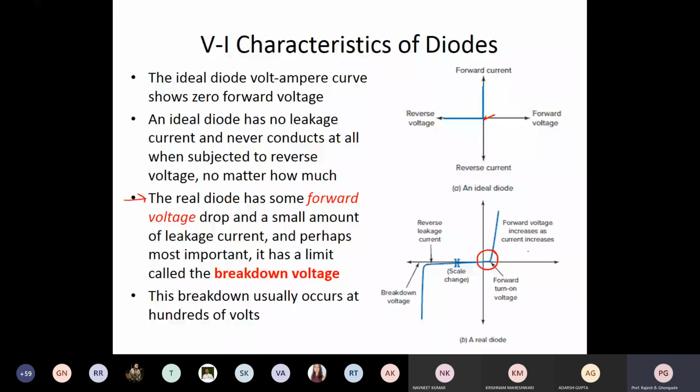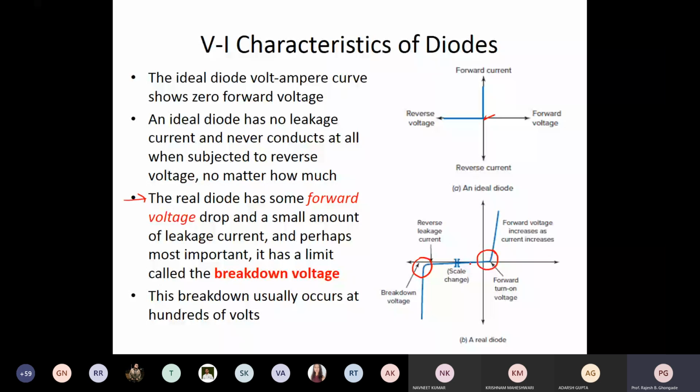In a similar way, I can have reverse characteristics over here. As you can see, the reverse characteristics look like this. And what happens here? There is no current, or let us say there is a very, very small current. This current is nothing but the leakage current. It is the minority current.